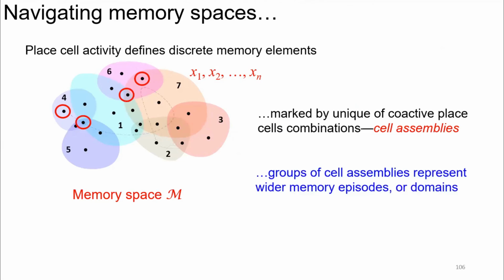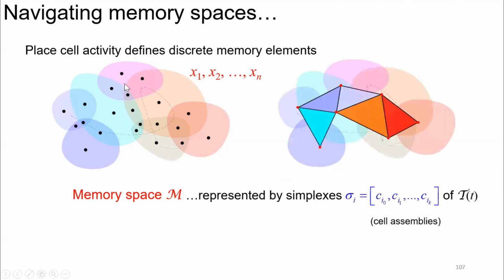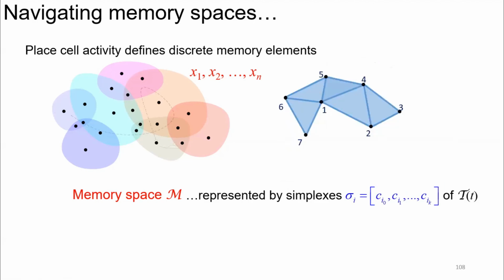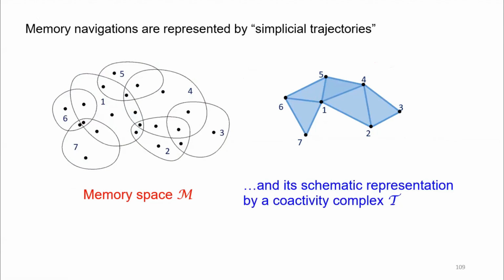We can think of it like this. And a group of assemblies represents memory domains in that space. And that space is represented by a simplicial complex, as we've discussed. I don't want to go any deeper into this, but this simplicial complex was basically a schematic representation of memory space. And as the rat was navigating, you can see the rat goes from point to point, a schematic representation of what is happening.